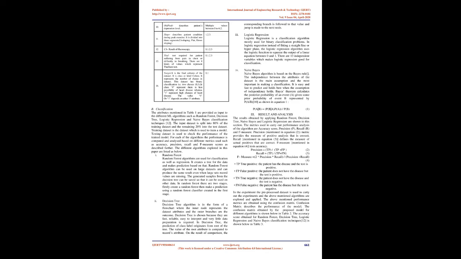2. Decision tree. The decision tree algorithm is in the form of a flowchart where the inner nodes represent the dataset attributes and the outer branches are the outcomes. Decision tree is chosen because it is fast, reliable, easy to interpret, and very little data preparation is required. In a decision tree, the prediction of the class label originates from the root of the tree. The value of the root attribute is compared to the record's attribute. On the result of the comparison, the corresponding branch is followed to that value and a jump is made to the next node.